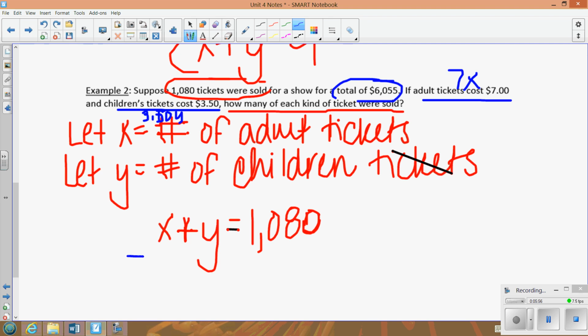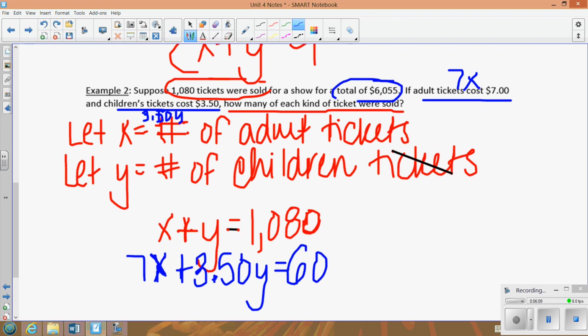So that means 7x plus 350y equals $6,055. So the total in adults plus the total money made from children's has to equal the total amount of money made altogether. So this would be your system, and then you would go ahead and you would solve it.